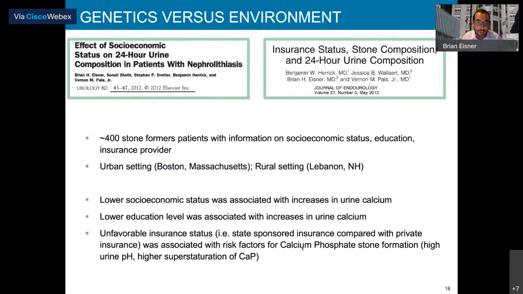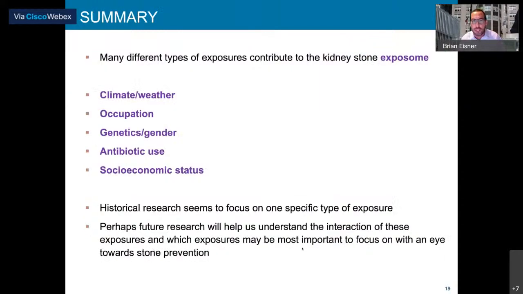So just some suggestion that at least in the United States, it does appear that people that are less well off financially may also be disadvantaged in terms of risk of stone formation. So I think what we see here, and to summarize, is that there are many different exposures that can contribute to the kidney stone exposome.